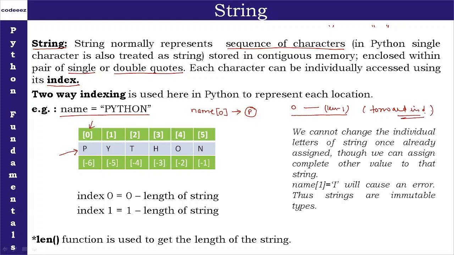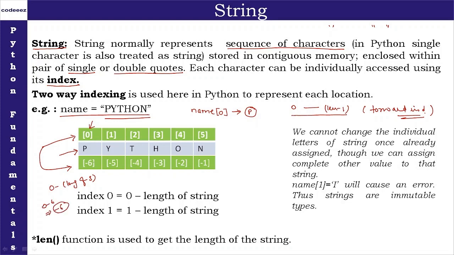And we have another technique, that is backward indexing. Now what is backward indexing? Backward indexing is done in negative numbers, right? The index numbers are negative numbers. When we talk about the 0th index in the forward direction, the negative number here will be minus 6, that is 0 minus the length of the string, right? So what is the length of the string here? It is 6. So 0 minus 6 gives you minus 6.